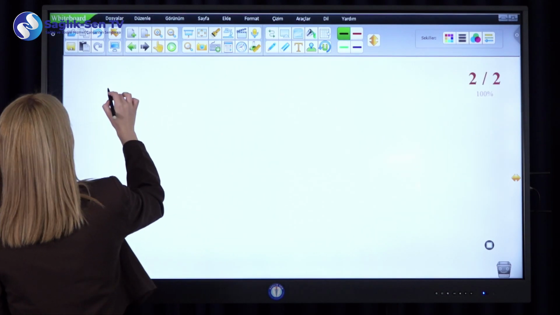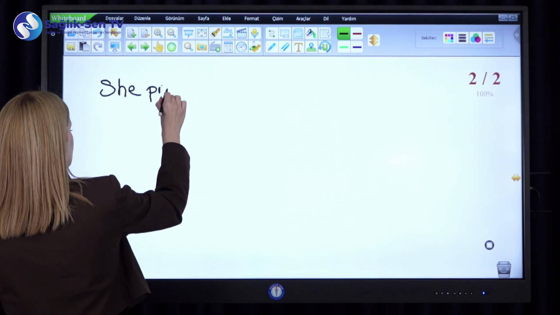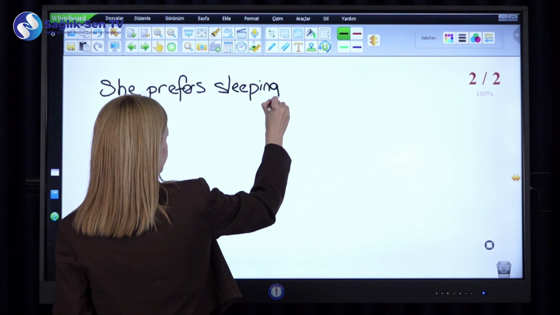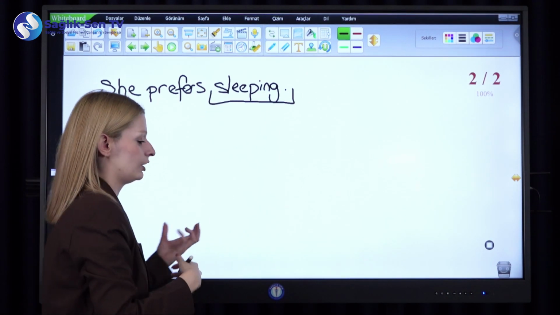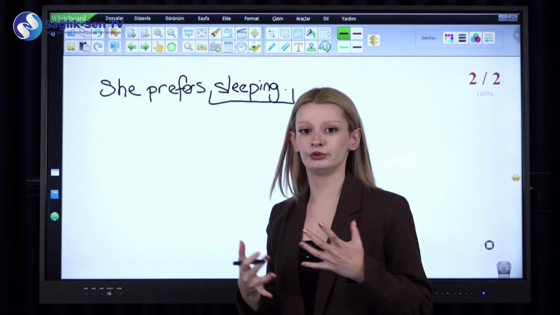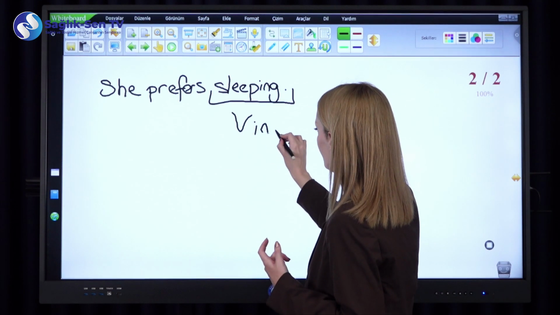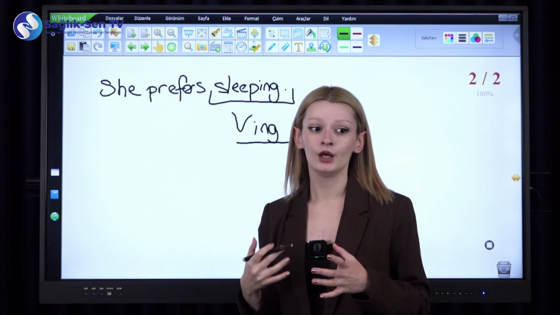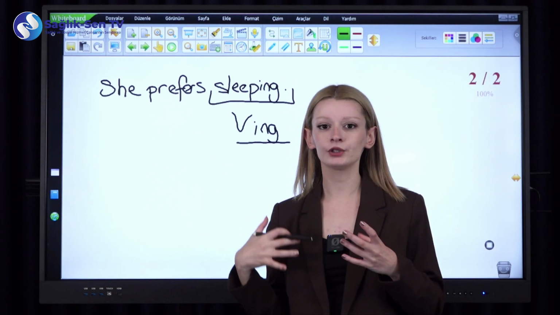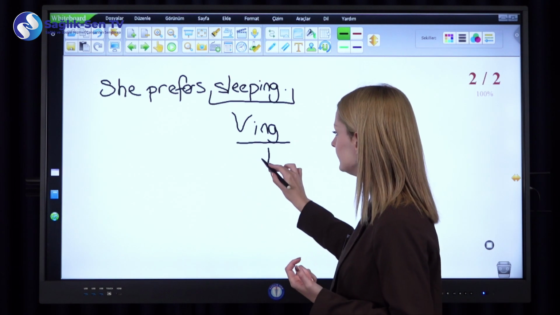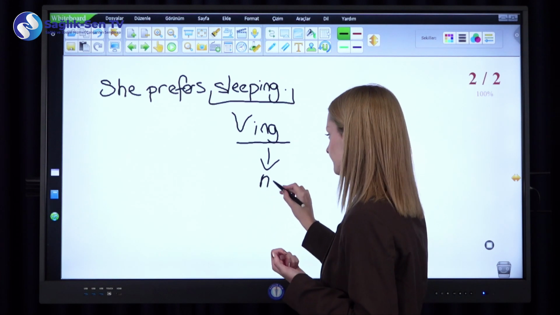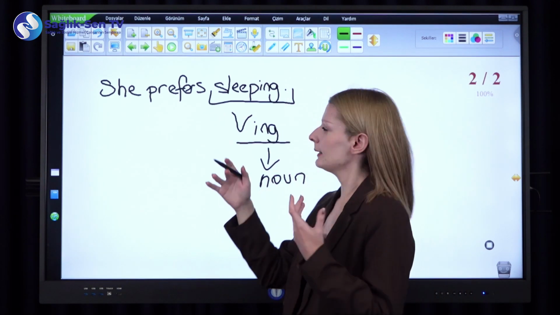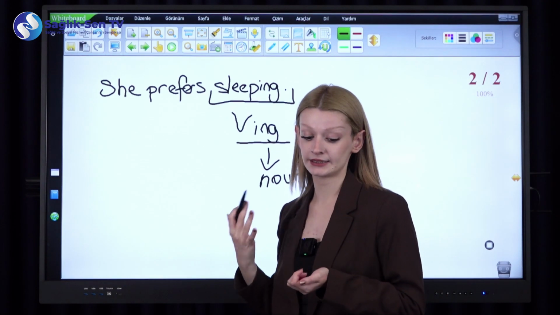Or you can say, she prefers sleeping. Now you may ask, we were using nouns, why did we use a verb ing? But as you may remember, we use this form, verb ing form, without a subject and without using it as a verb. It is practically a noun. She prefers sleeping. You can see sleeping in the sentence as a noun.